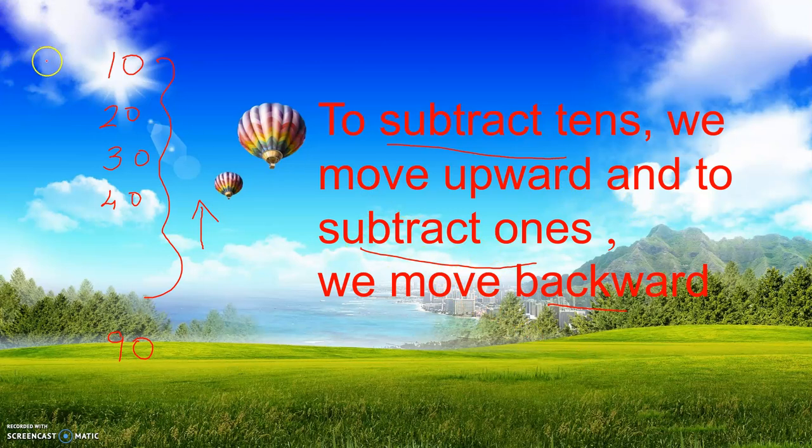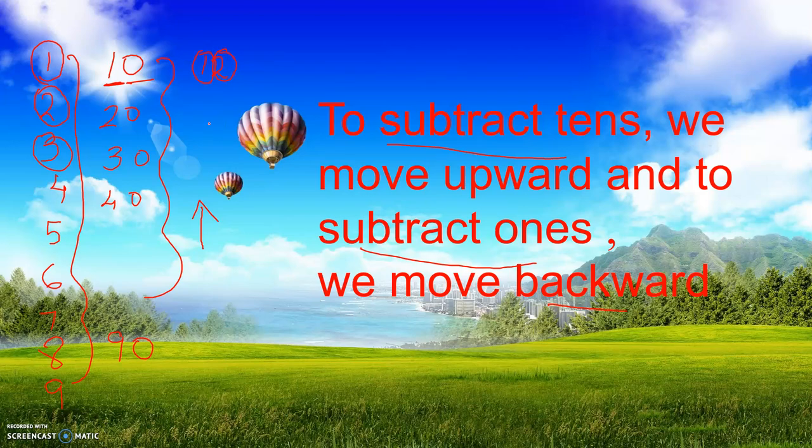Which are the ones numbers? Ones numbers are 1, 2, 3, 4, 5, 6, 7, 8 and 9. These are the ones numbers. That means they consist of only the ones place. Only one place is there. And the tens numbers consist of 2 places, ones place and tens place. 12 is a tens number. It consists of ones place and tens place.